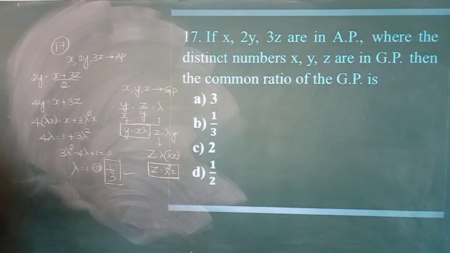If you substitute lambda is equal to 1 by 3, then x, 2y, 3z will be in AP and x, y, z will be in GP. I will repeat once again. x, 2y and 3z are in AP and x, y, z are in GP. Then the common ratio, in the options they have given 1 by 3, they have not given 1, therefore 1 by 3 is the answer.